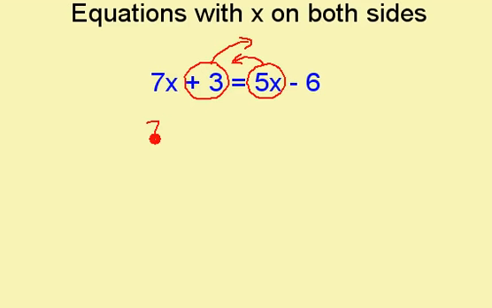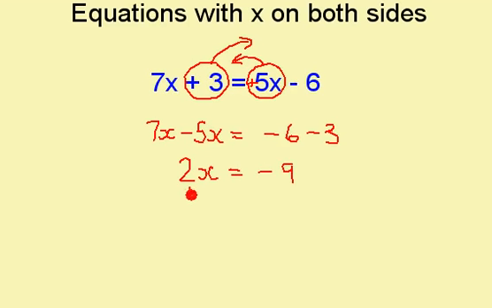This gives me 7x. That's a plus 5x, so it's going to become minus 5x when it float and pings. And this minus 6 is still here, but I've now got plus 3, which float and pings to become minus 3. 7x minus 5x is 2x. Minus 6 minus 3 is minus 9. Now the 2 goes down the escalator, so I've got x equals minus 9 over 2, which is minus 4.5.